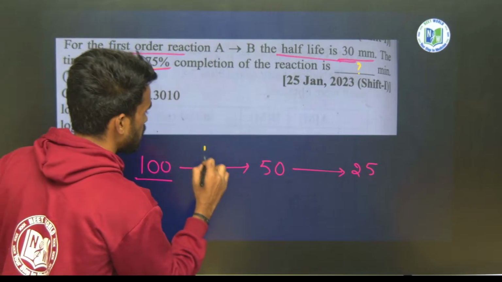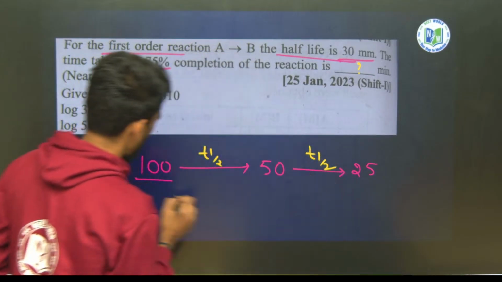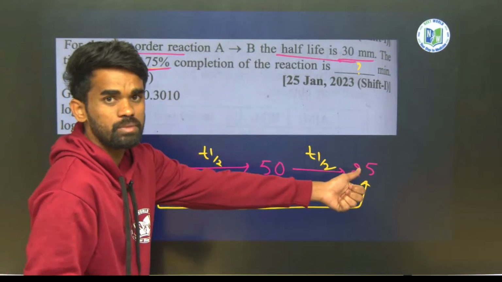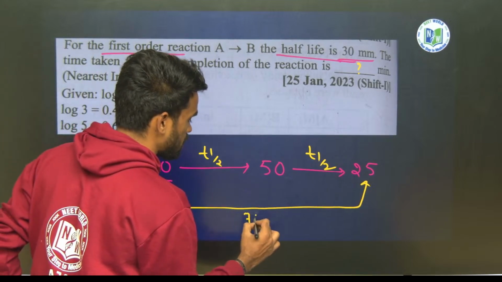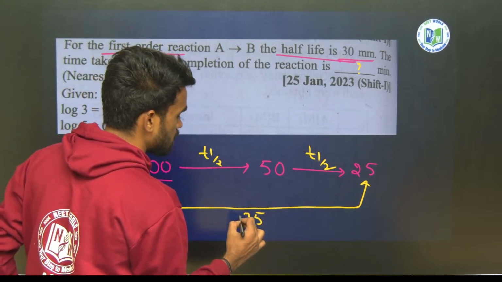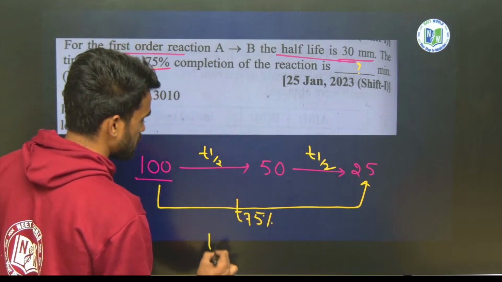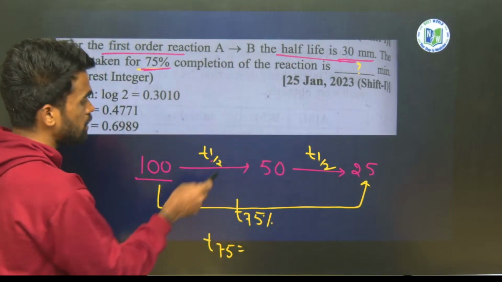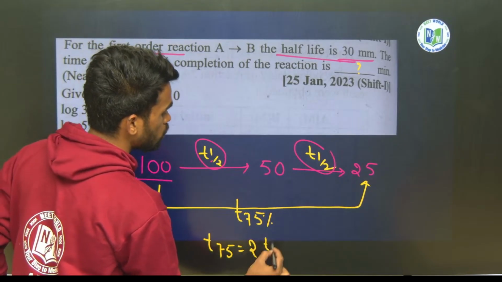So this is 1 T half I can say, and from here to here one more T half I can say. And from here to here, see 100 becoming 25%, 25% means 75% is completed. So I can say the time during this process is T 75%. Now T 75% equals how many T halves are required here? See 1 T half and a second T half. So simply I can write 2 T halves, that's it.